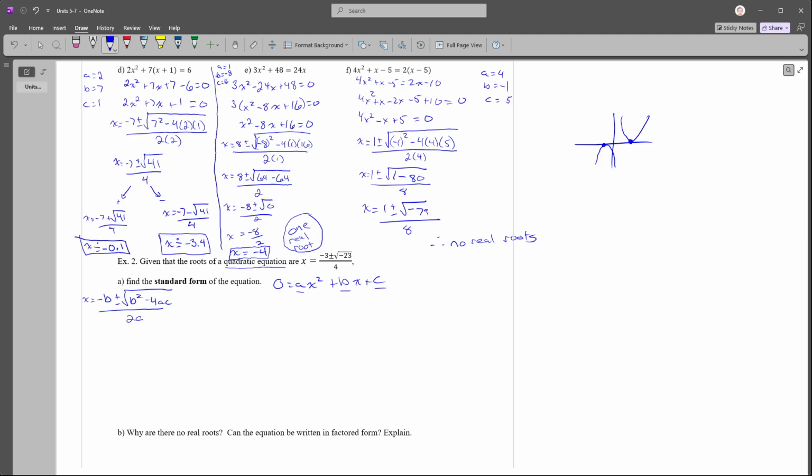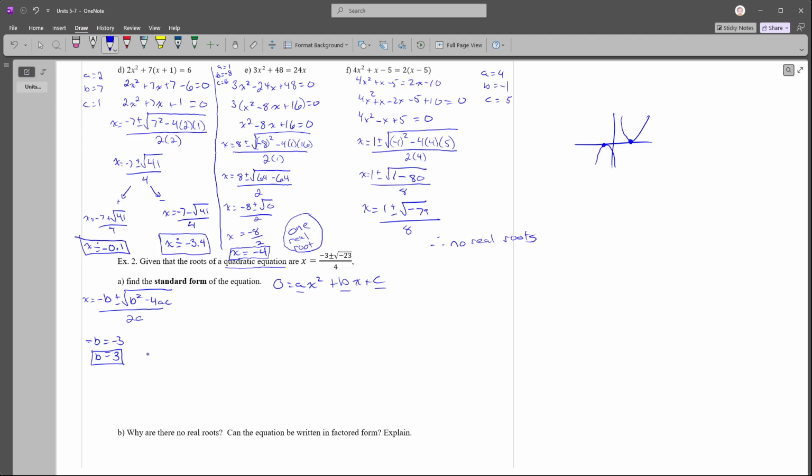Well, given what we can see up here, our job is to figure out what a, b, and c are. The easiest one, of course, is b, because we can see from the equation right here, negative 3, we know that the formula has negative b. So what does that tell us? That means negative b is equal to negative 3, which means b is just equal to 3.